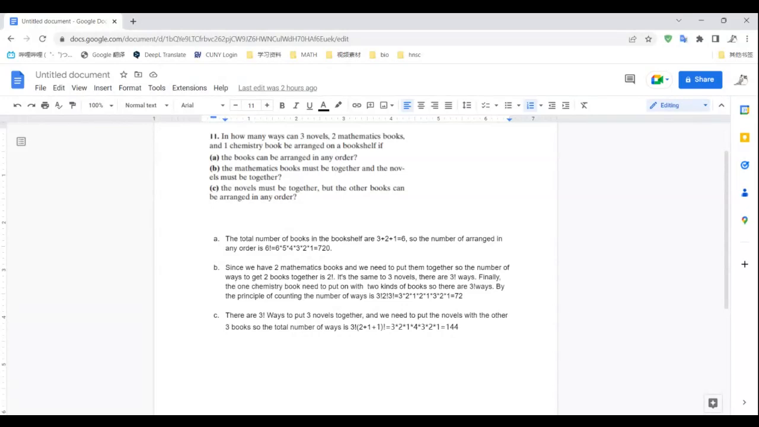And for question C, there are 3 factorial ways to put the 3 novels together, and we need to put the novels with the other 3 books. So the total number of ways is 3 factorial times 4 factorial. The answer is 144. And that's all. Yeah. Okay, nice. That's everybody, right?